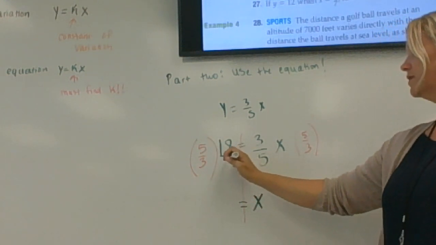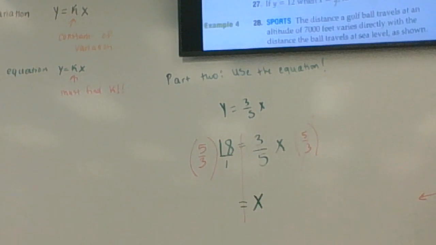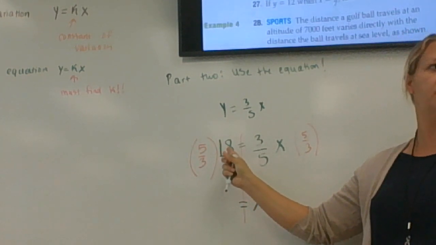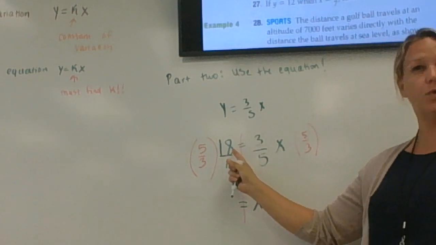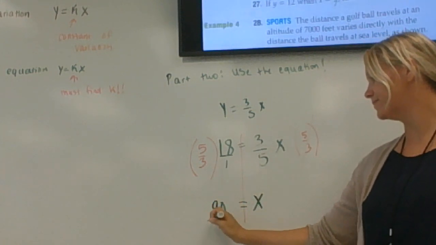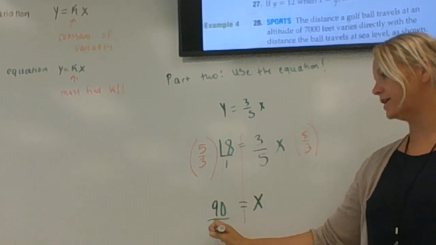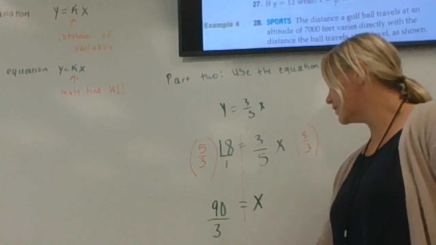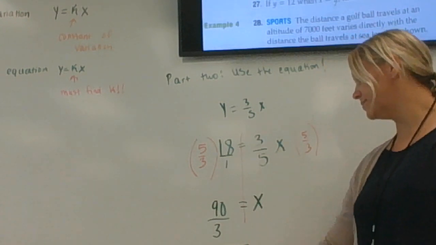And now we just have to do 5 over 3 times 18. Well, you could reduce that. You can use a calculator, or you can multiply on your own. 18 times 5, well, that's 90. 5 times 10 is 50, 5 times 8 is 40, so 50 and 40 make 90. 5 times 18 is 90. 3 times 1 is 3. 90 over 3. 90 divided by 3 is 30. The answer to part 2 is 30.